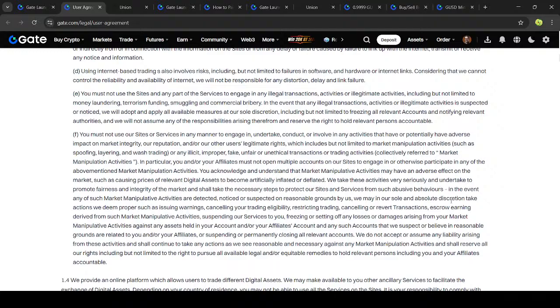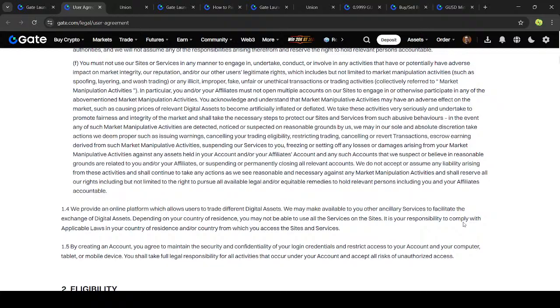So we will adopt and apply the available measures at our sole discretion, including but not limited to freezing all relevant accounts and notifying the relevant authorities. We will not assume any of their responsibilities, and we reserve the right against the relevant persons who are accountable.